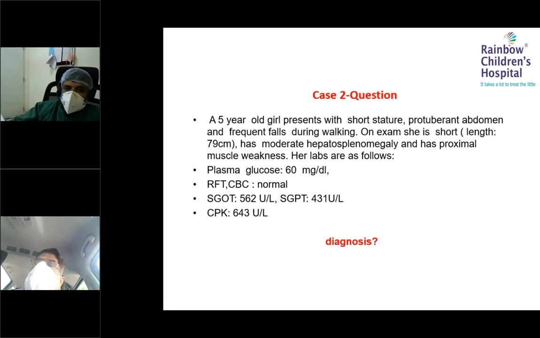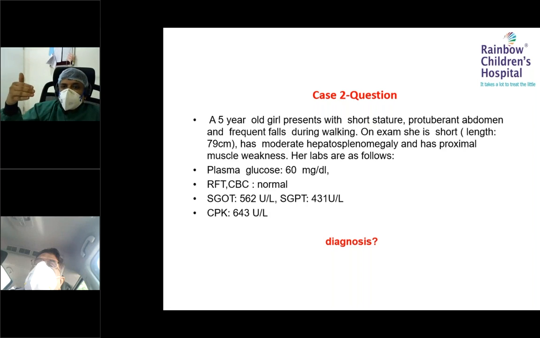And her labs are as follows. So plasma glucose is okay. Renal function test and blood counts are normal. There is marked elevation of SGOT and SGPT. Normal reference range is about 10 to 40 units per liter, and the CPK level is also very high, 643 units per liter.